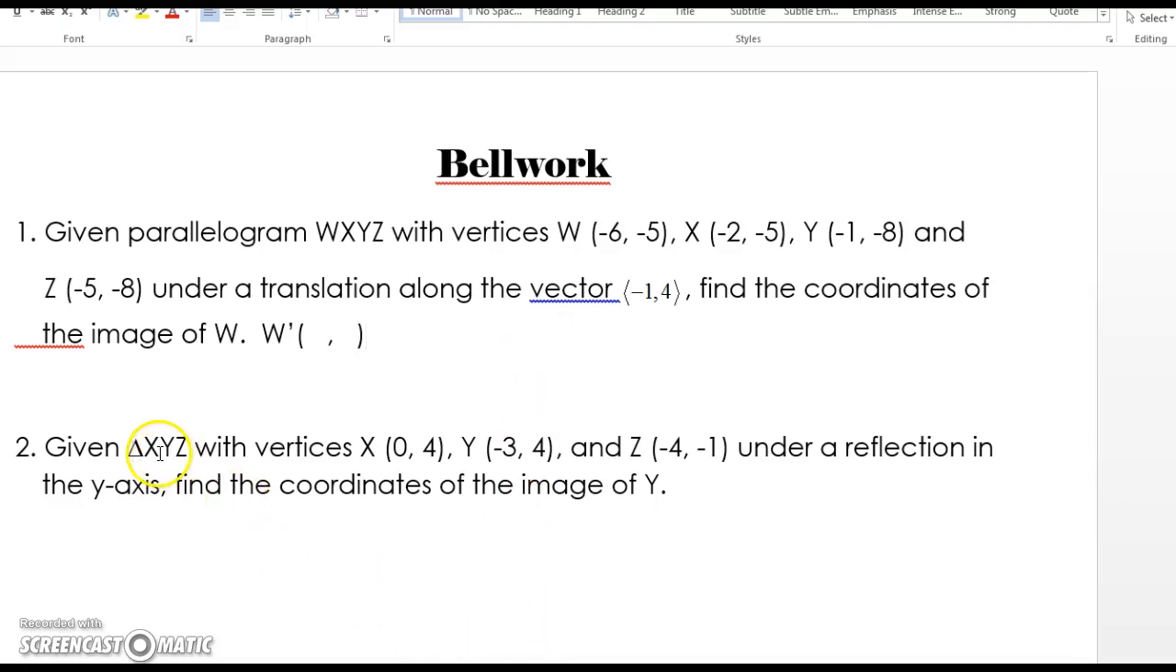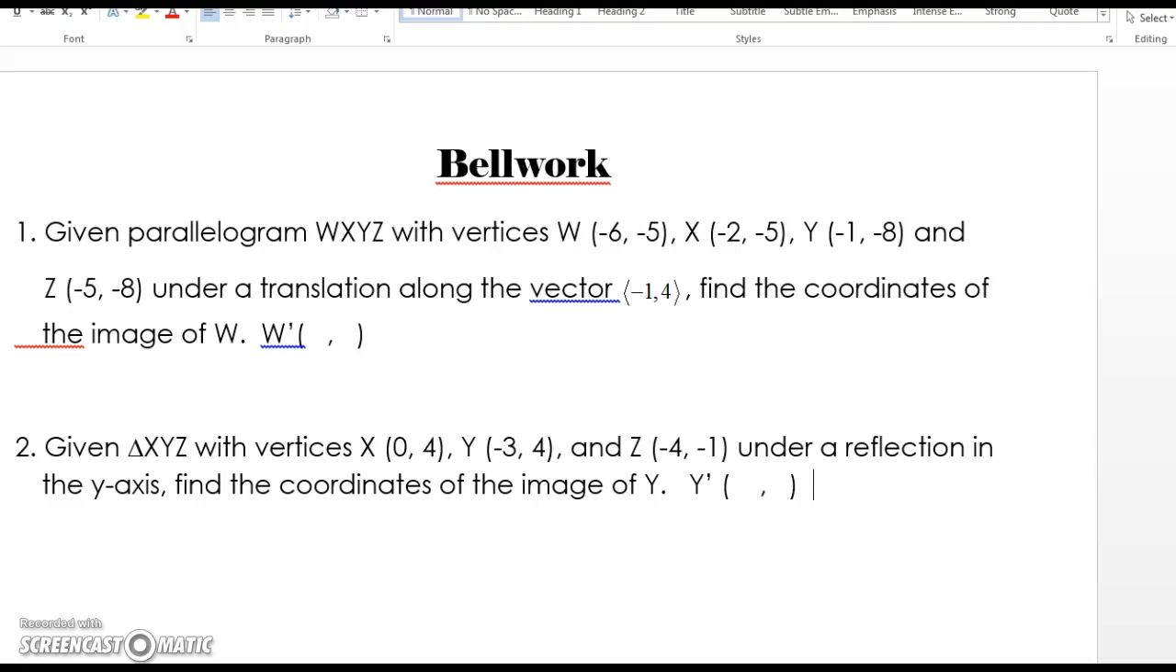Number 2, given triangle XYZ with vertices X at (0, 4), Y at (-3, 4), and Z at (-4, -1), under a reflection in the y-axis, find the coordinates of the image of Y. So again, you do not have to reflect every point, but you do need to reflect Y, so you are looking to find what Y prime is.